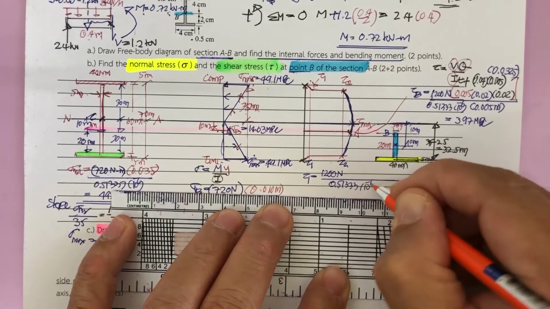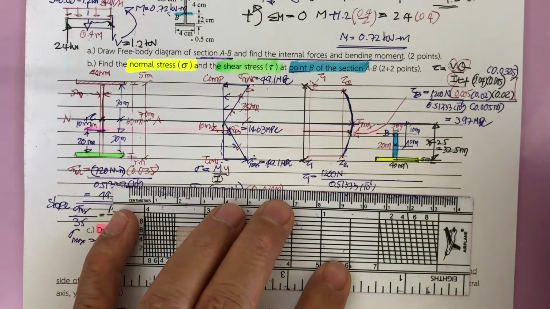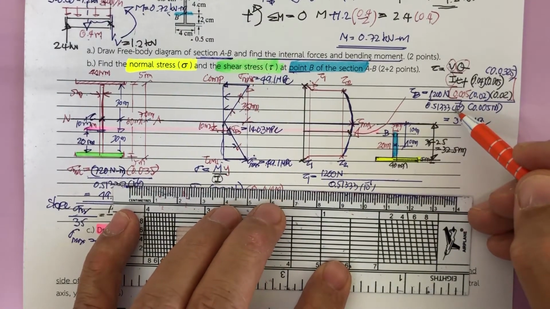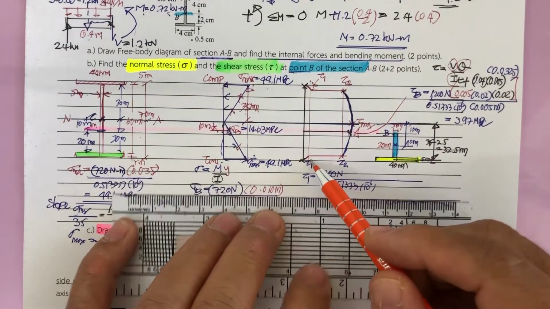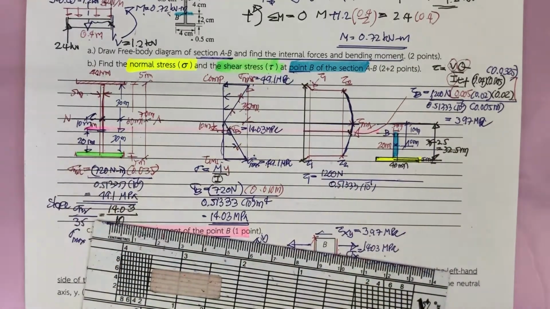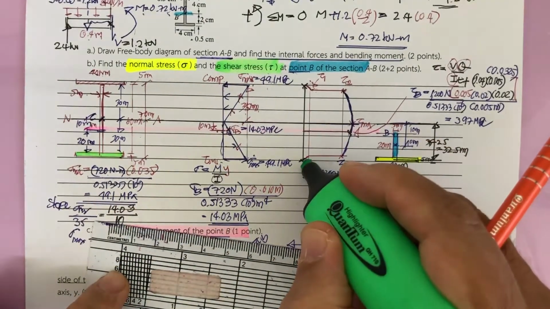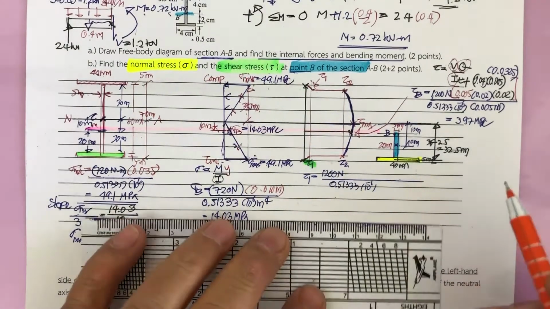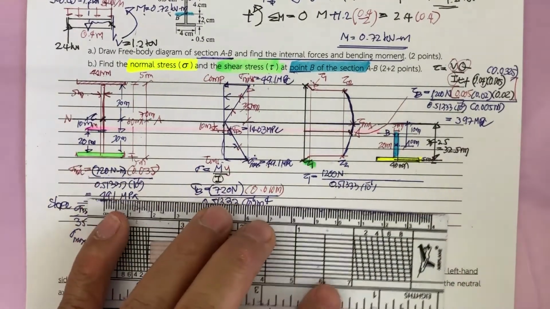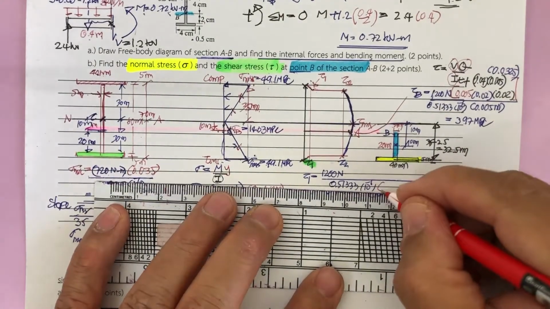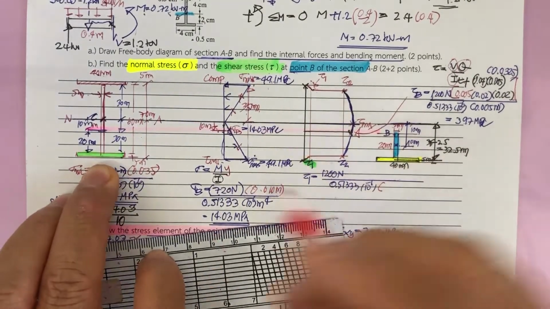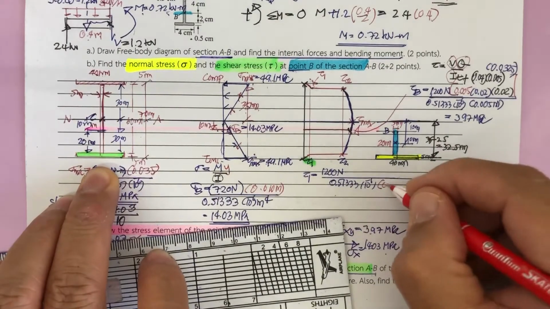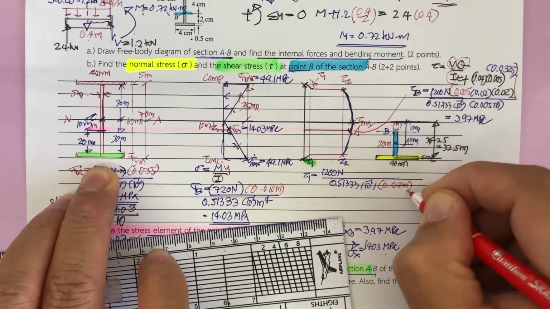Okay. And then divided by I. And then what? Tau sub 1 is based on the flank. That means we're going to have the width of the flank. So the width of the flank is 40 millimeter. This is 40 millimeter, so this is 0.04 meter.